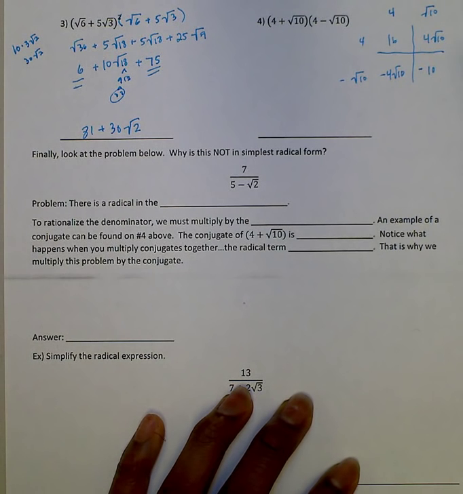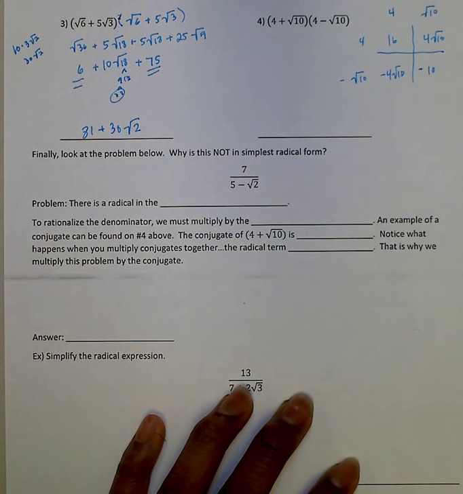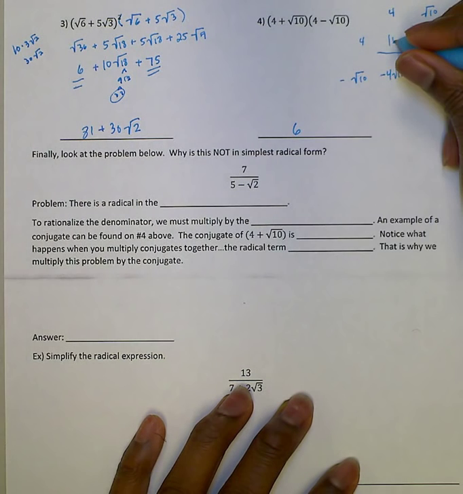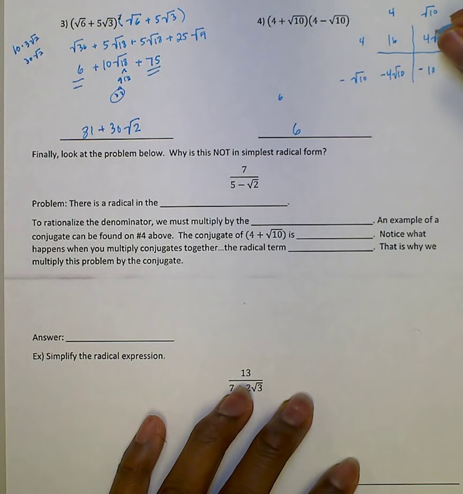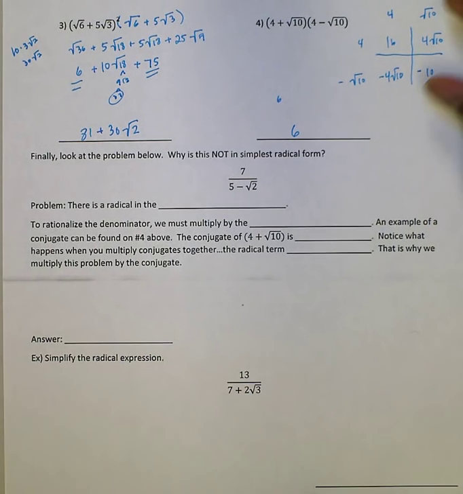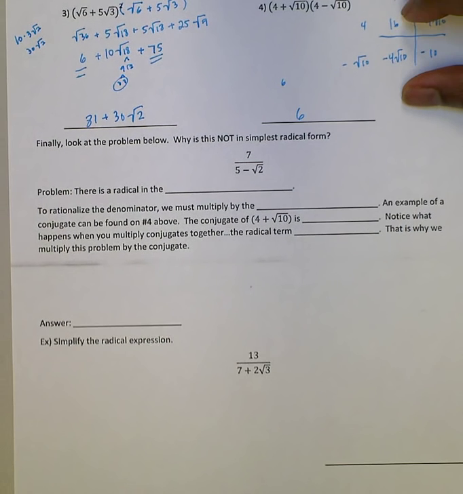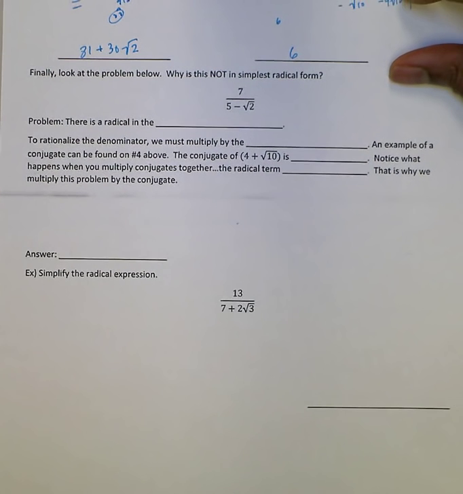Okay. Add our like terms together, and what we end up getting is just 6, because we have 16 minus 10, which is 6, and then we have negative 4 radical 10 and positive 4 radical 10, which cancel each other out. Cool. Okay. Finally, and this is a little bit advanced, but it's good to be exposed to this in Algebra 1.